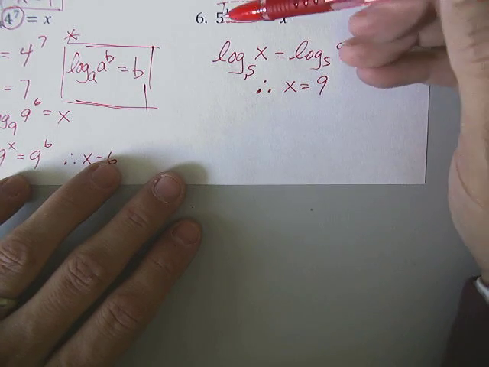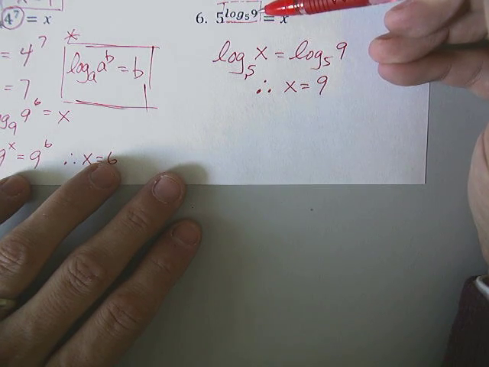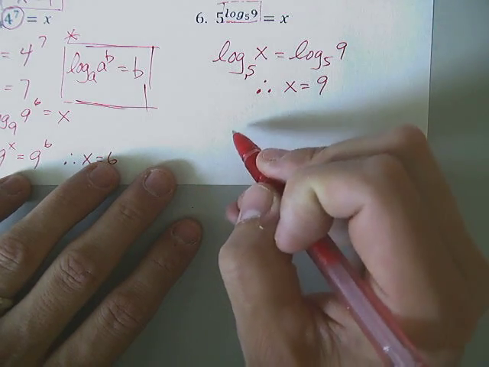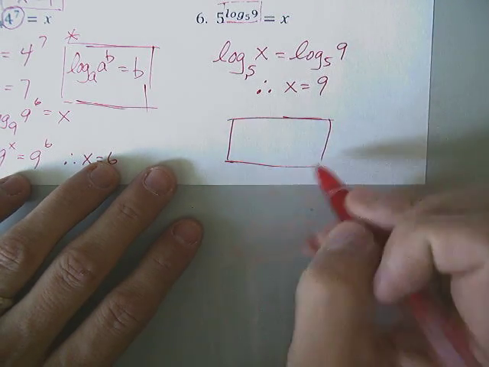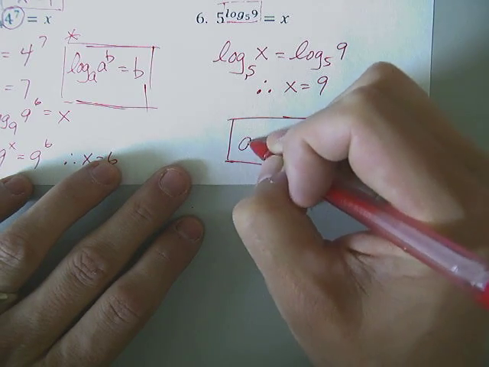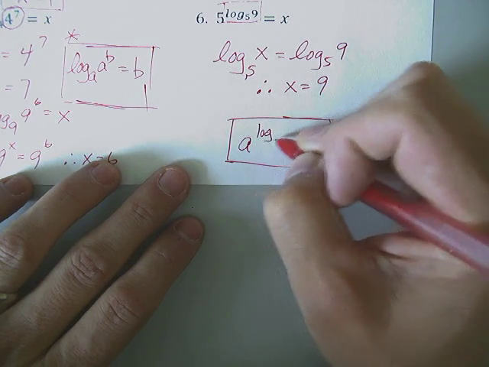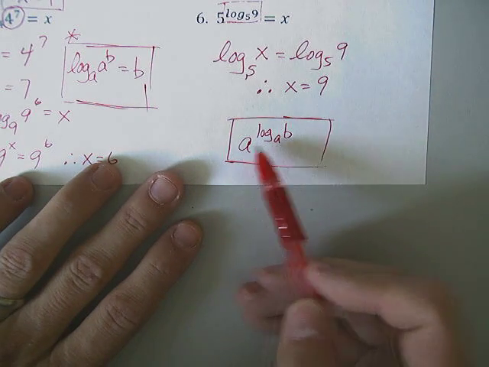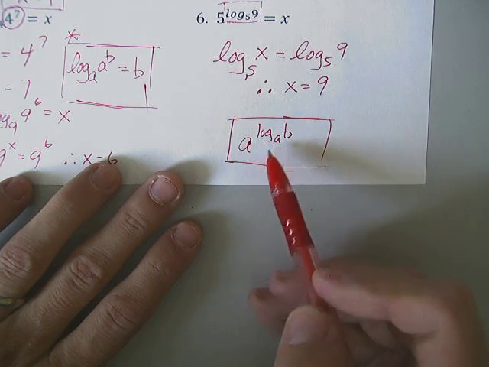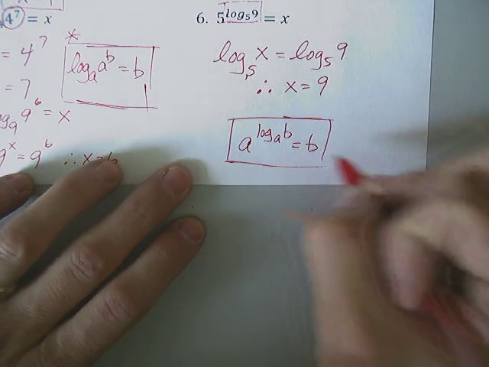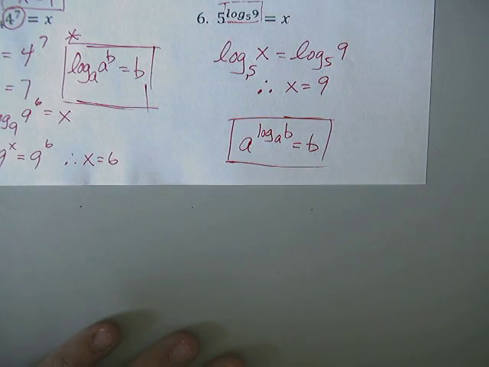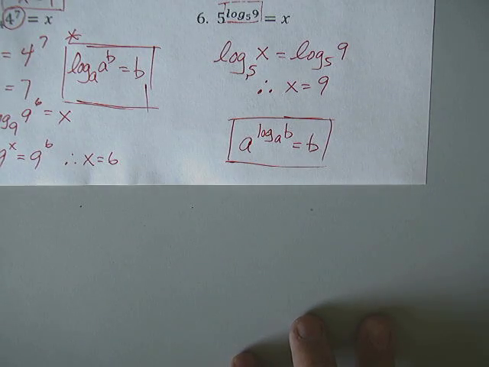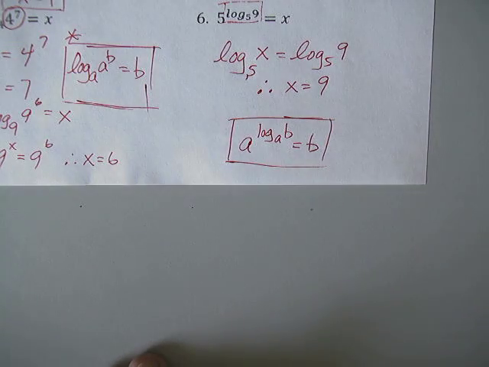And that actually leads us to another unofficial rule also. If you notice here, the answer is x equals 9, and notice that the 9 is right here also. We'll do more examples of this, but this is another unofficial rule. It says if I have a to the log base a of b, where you notice that this and this are the same, that will always equal b.